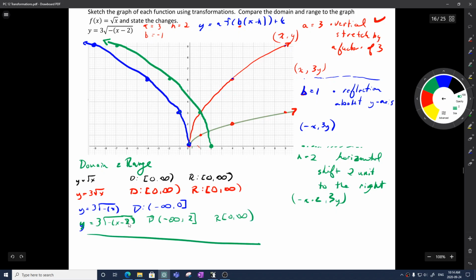So just thinking about transformations, you can easily put together what the domain and the range are. I hope this helps. Ask questions.